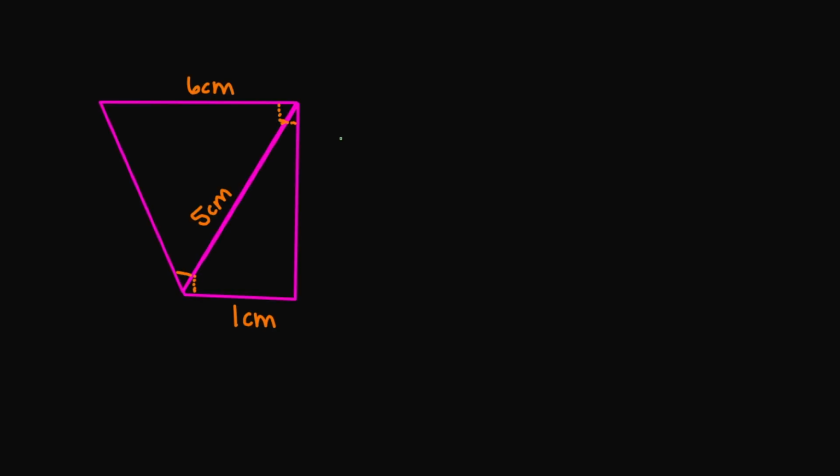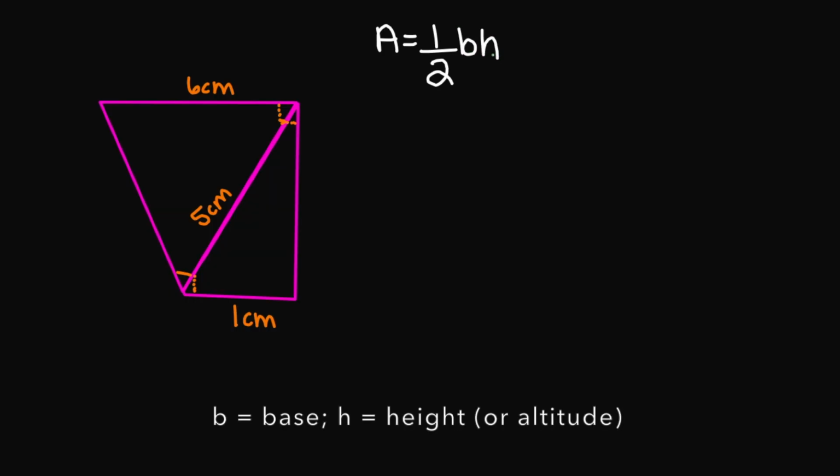Hey guys, welcome back. So today we'll be finding the area of a triangle. Let's look at this example here. Remember that the area for a triangle is A equals 1/2 times base times height, or you can also say altitude.